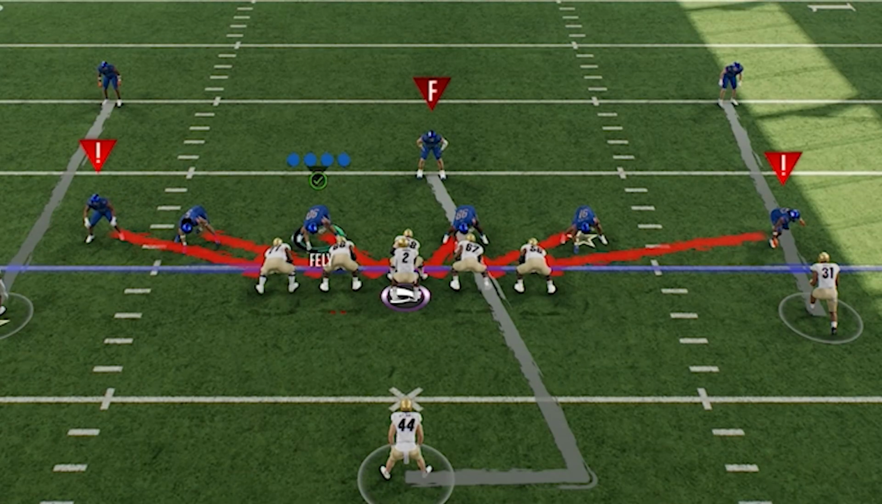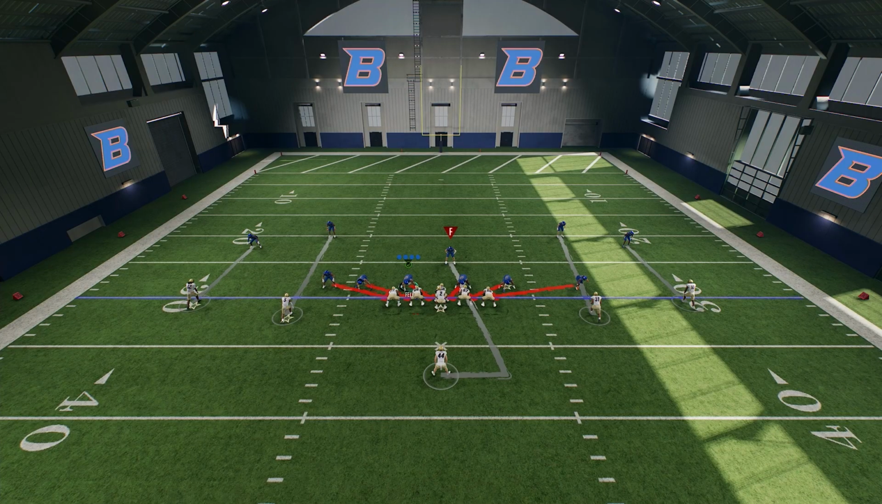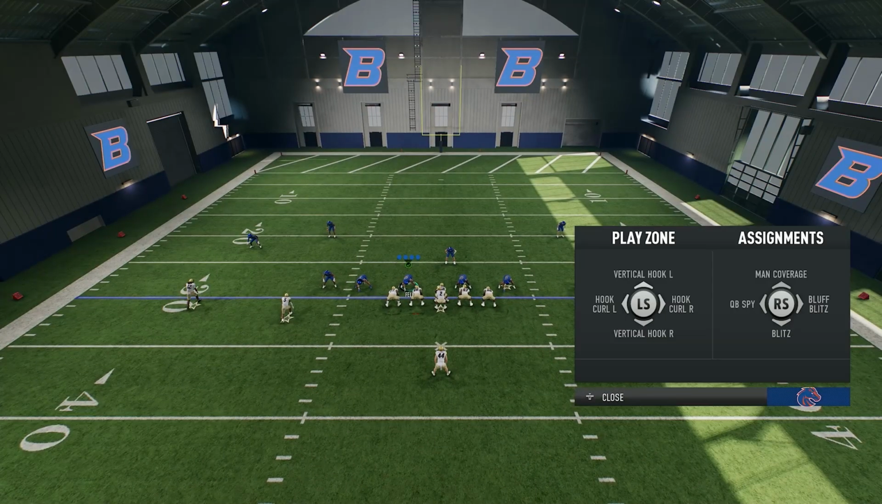So yeah, if you see that flashing exclamation point, okay, you see those 2 there, that means that both of them might be potential blitzers. I'm playing defense with Boise State, so we know that they are blitzing. But if you're on offense and you have the bronze field general ability as a quarterback, you'll be able to see that type of stuff from time to time.